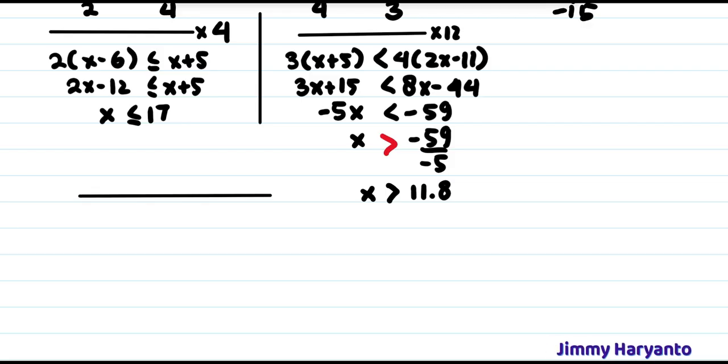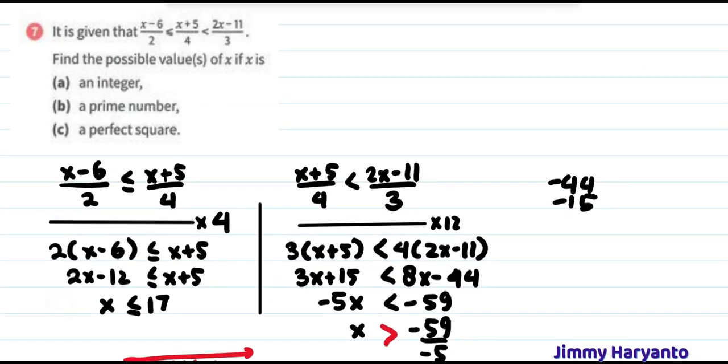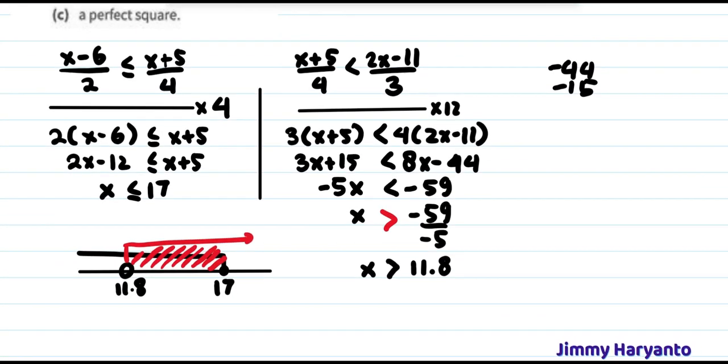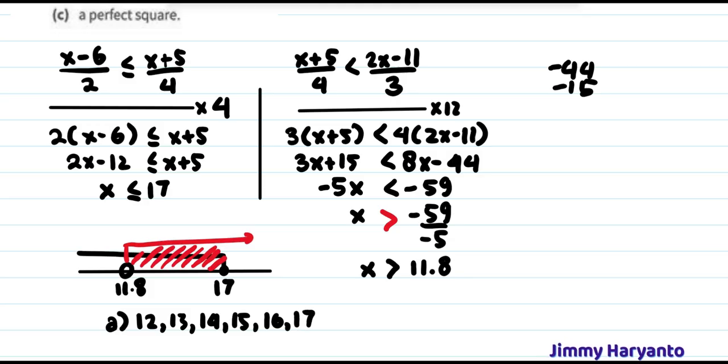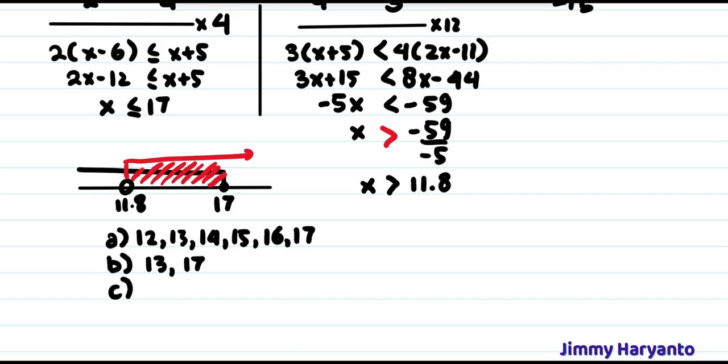Okay, and then we are not finished yet. We have to draw the number line. 11.8 is right here, and then 17 is right there. 17 goes to the left, 11.8 goes to the right. The area will be this one, and the question wants you to find the possible values of x if it is an integer. Integers means starting from 12, 13, 14, 15, 16, and 17 also. Prime numbers between 11 and 17 are 13 and 17 only, and then C is perfect square. Perfect square will be 16 only.